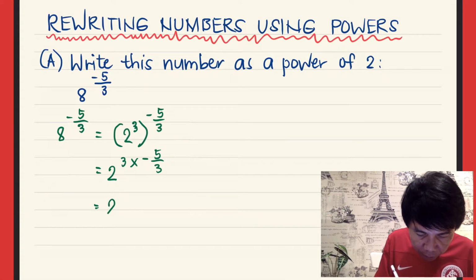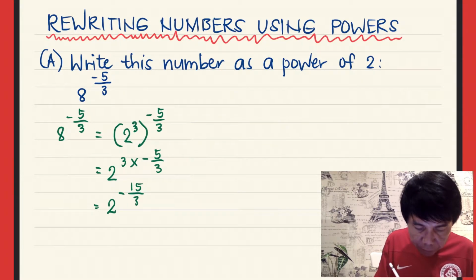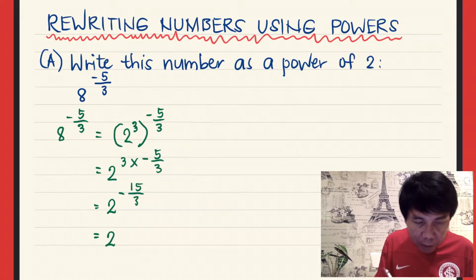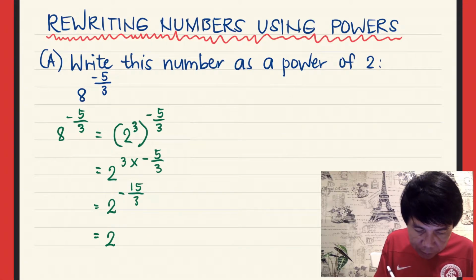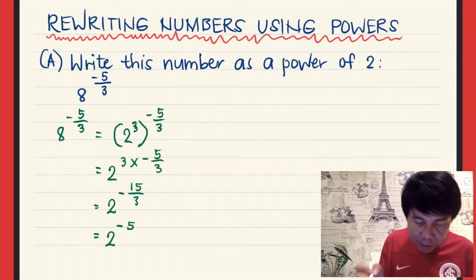So we will have 2 raised to the power of negative 15 over 3. Therefore, we have 2 raised to the power of negative 15 divided by 3, which is negative 5. So this one is 2 raised to the power of negative 5. Okay, so we have the answer already.